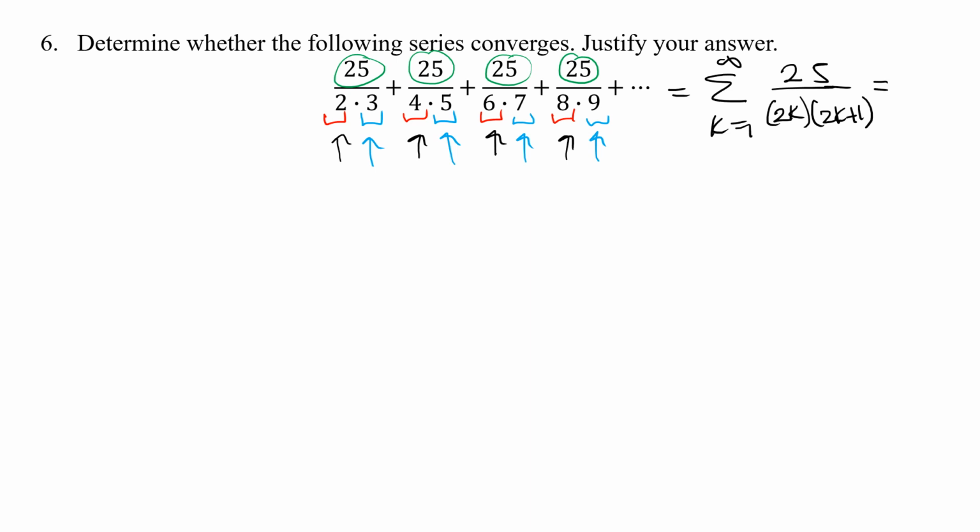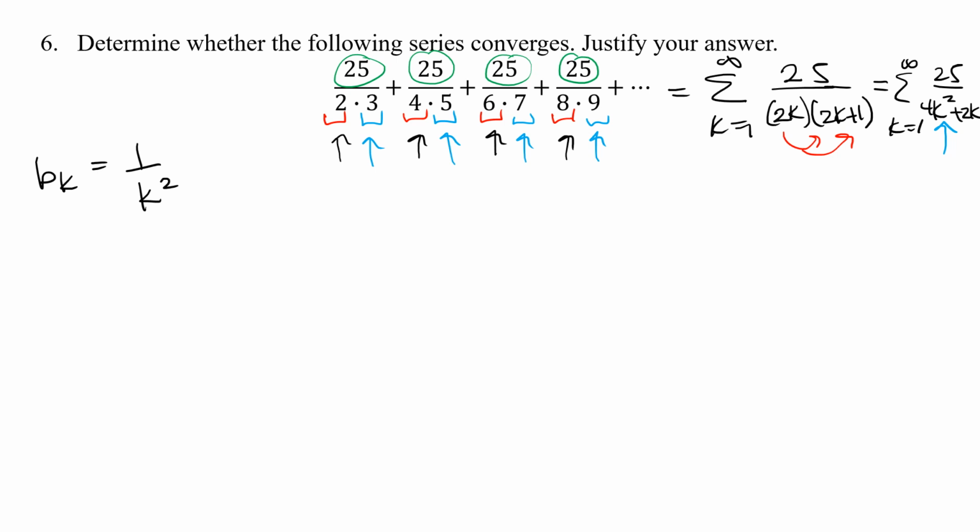Then if we want to make it look a little bit more simplified, we can distribute what we have in the denominator. So this becomes 4k squared plus 2k, okay? All right, so now maybe we can apply the limit comparison test for this one. If we take a look at the highest degree in our denominator, we have that k squared. So how about we let our b sub k be 1 over k squared, all right?